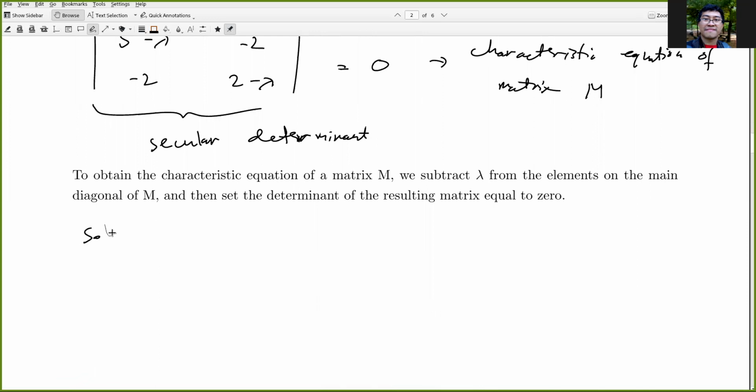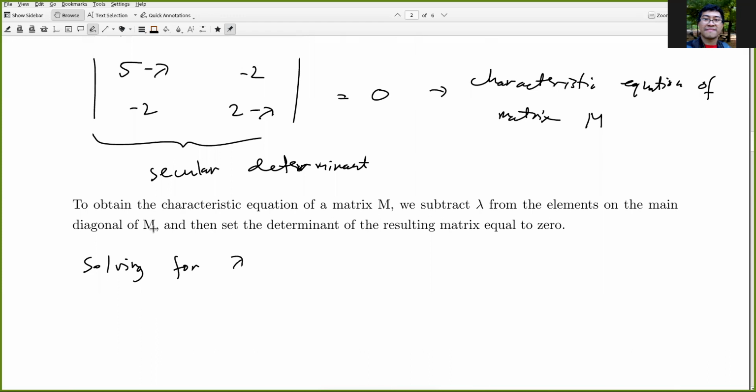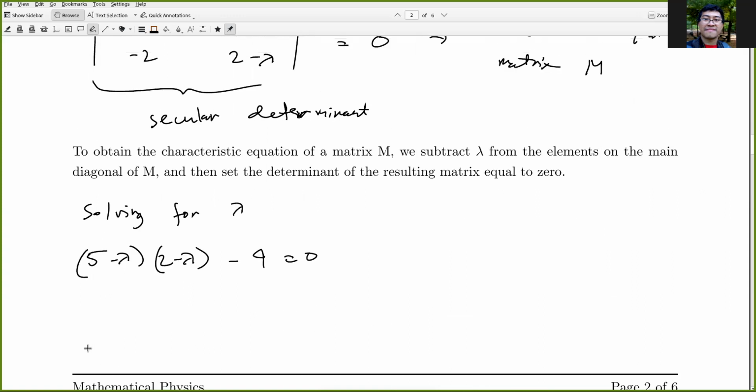Now let us solve for lambda. We simply evaluate this determinant. So that's (5 - lambda)(2 - lambda) minus (-2)(-2), that's 4, equals 0. Or this becomes 10 - 2 lambda - 5 lambda + lambda squared - 4 equals 0, and that would be lambda squared - 7 lambda + 6 equals 0.